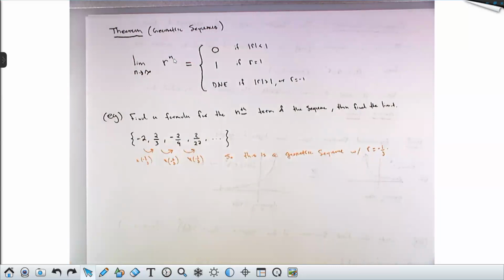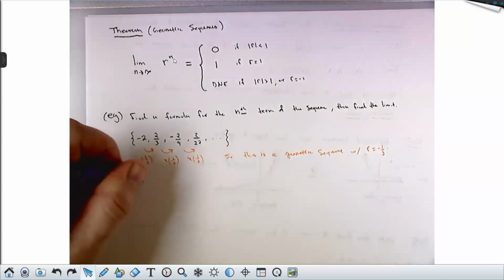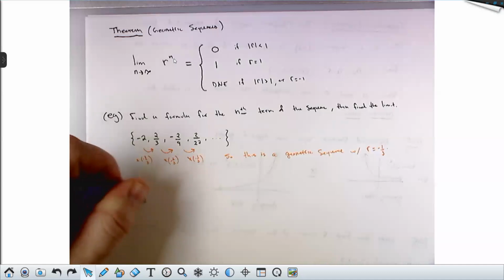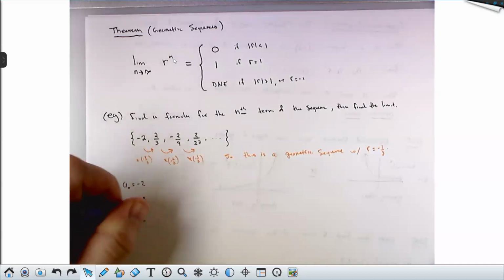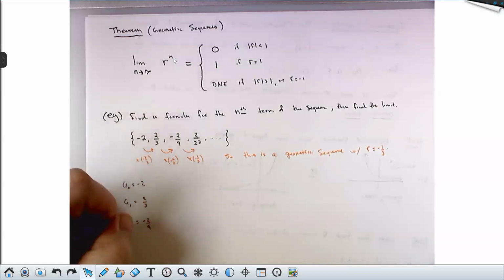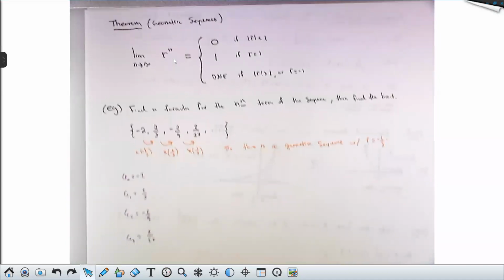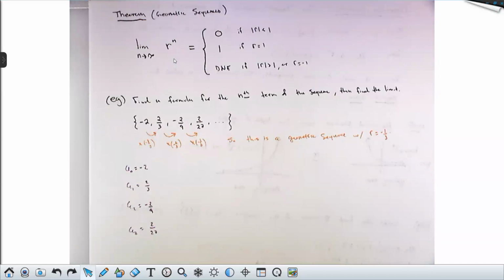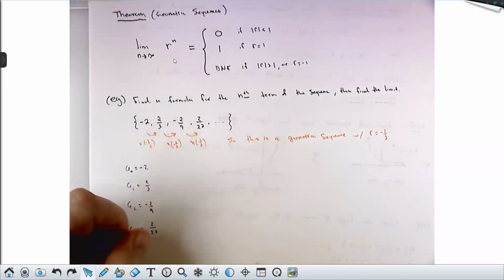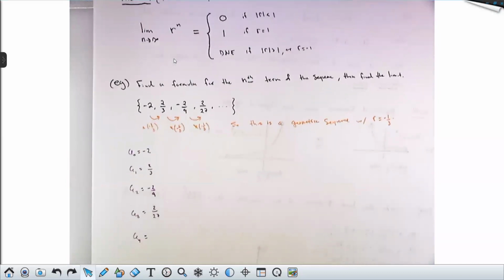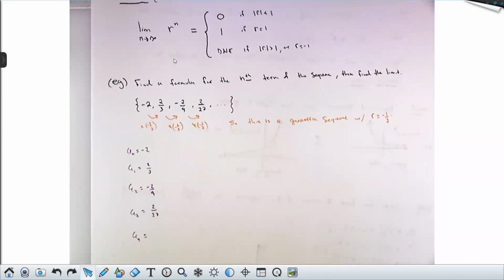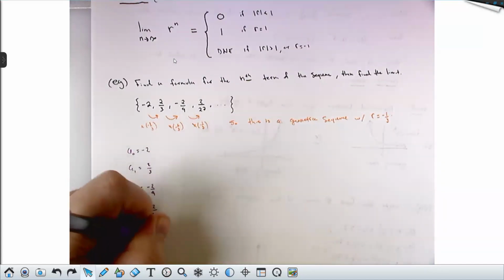All right. Can we find a formula for the nth term? Looks like A0 is -2, A1 is positive 2/3, A2 is -2/9, A3 is positive 2/27. What would be the next term? A4. -2/81. Very good.